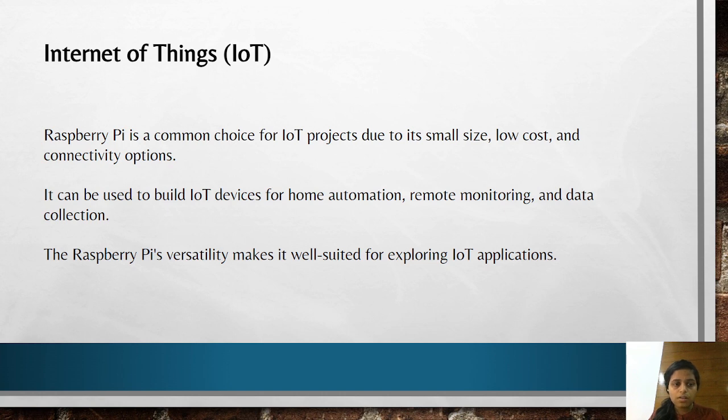So how can Raspberry Pi be described in terms of Internet of Things? A Raspberry Pi is a common choice for IoT projects due to its small size, low cost, and connectivity options. It can be used to build IoT devices for home automation, remote monitoring, and data collection. The Raspberry Pi's versatility makes it well suited for exploring IoT applications as well.